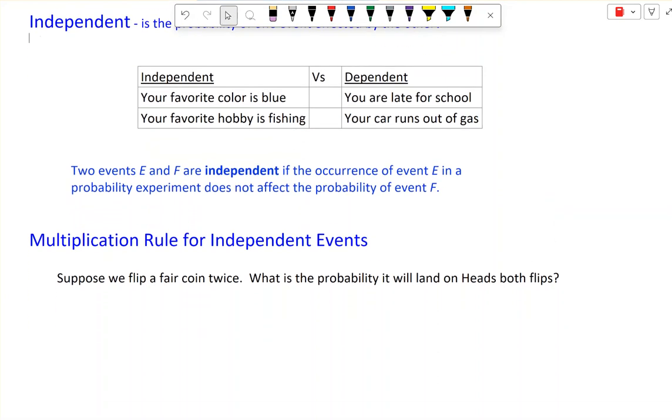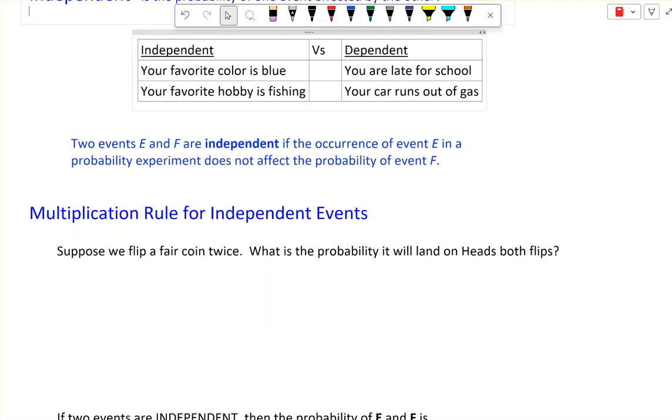Let's look at this example. Suppose that we flip a fair coin twice, and we want to know the probability that it will land on heads for both flips. So we have the probability of heads and heads. Before I figure out what the probability is, let's see what the sample space for this event would look like.